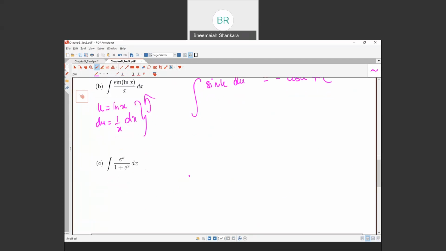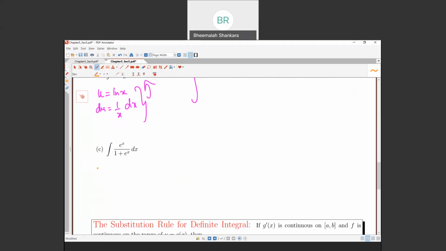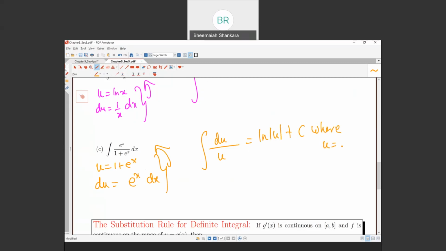The next one, e to the x divided by 1 plus e to the x. Assume u is 1 plus e to the x. Differentiate. du is 1 plus, differentiation of 1 is 0. Differentiation of e to the x is e to the x. So it's e to the x dx. Plug these back here. Rewrite the integral. The numerator is just du. Denominator is u. So this is ln u plus c, where u is 1 plus e to the x.